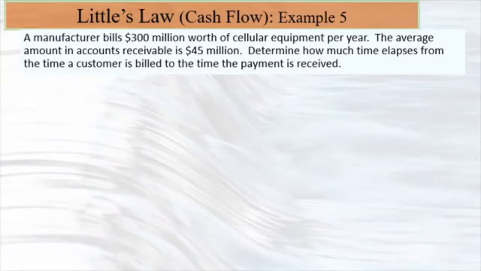So again, this is another question. Again, pause the video so you could read the question and try to absorb it and try to do it on your own. So let's get to it. We have a manufacturer that builds about $300 million worth of cellular equipment per year. So this is our R.